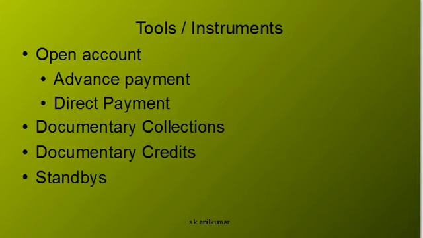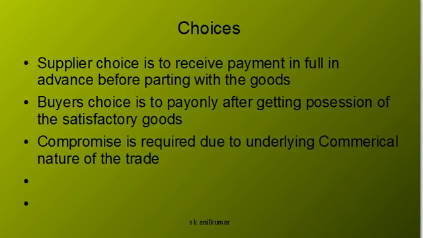What are the tools and instruments used in international trade in the form of trade services offered by banks? Open account services, that is advance payment and direct payment, documentary collection services, documentary credits, standbys or the guarantees. These are the ones. Why are these instruments or services of the bank used by traders?